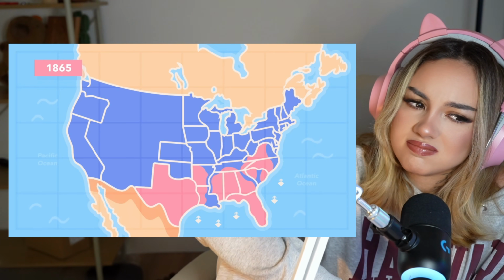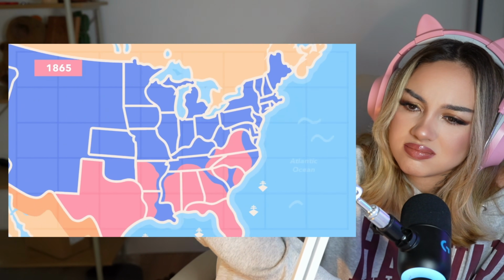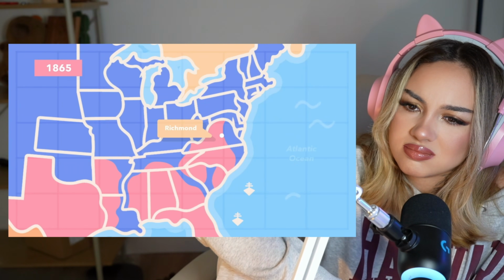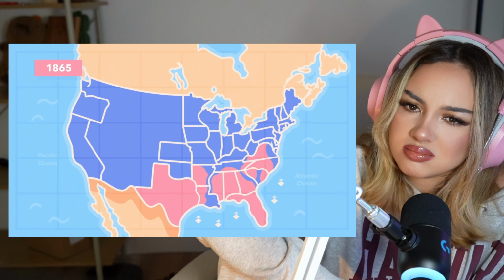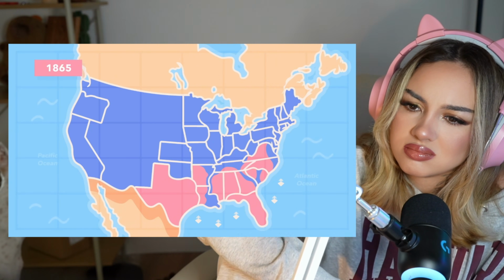In the East, with more and more pressure from the Union, General Lee fled from Grant's siege, and Southern forces burned to the ground the city of Richmond, the capital of the South. Lee surrendered a few weeks later, and other generals followed suit. The American Civil War was over.